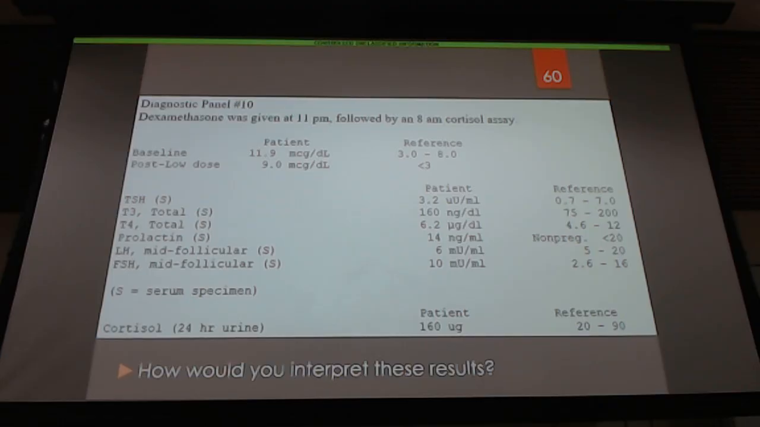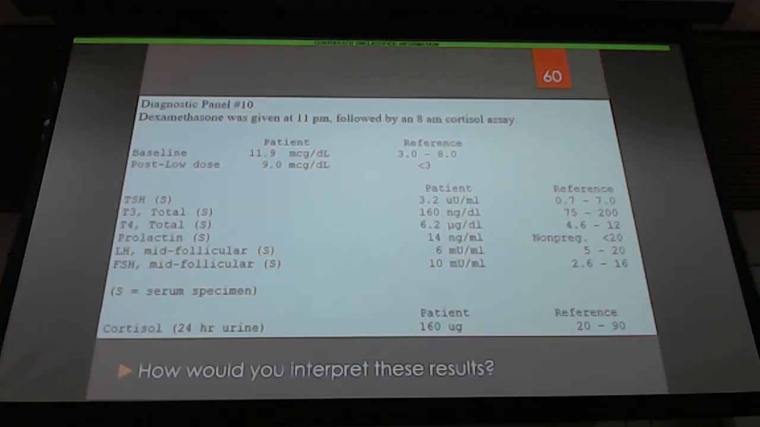I can help you. So would you say it's abnormal? Yeah, because it's high, right? And TSH, what do we think of TSH? It's okay. We did T3, I guess I wouldn't have, but T4 we're okay with that. Prolactin's okay. LH and FSH. And what about our 24 hour? It's high too, right? Yeah.